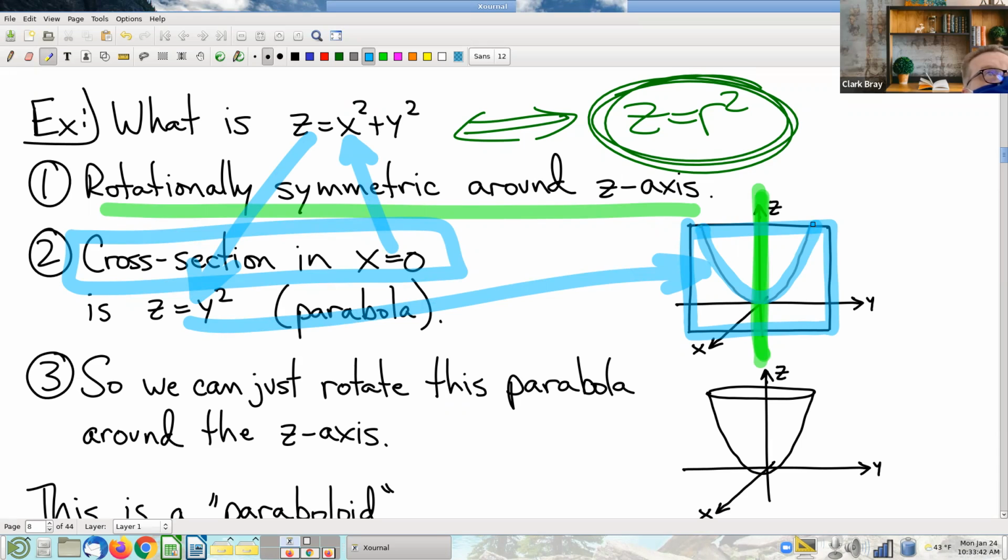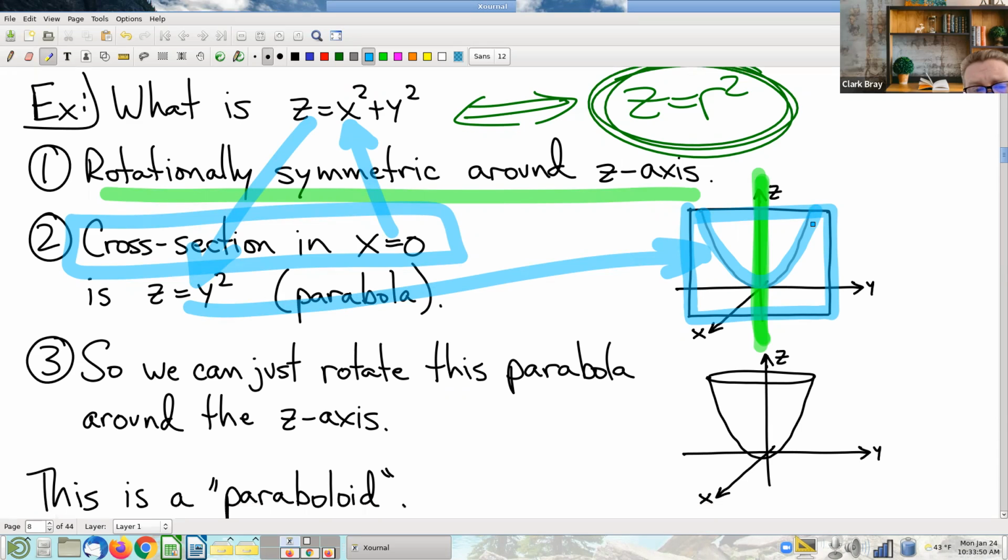Everybody see what happened there? All right, well, it's a rotation of a parabola. And geometrically, that's a really straightforward thing to understand. I imagine rotating that parabola around the z-axis, and it gives me the bowl-like shape that I drew previously.